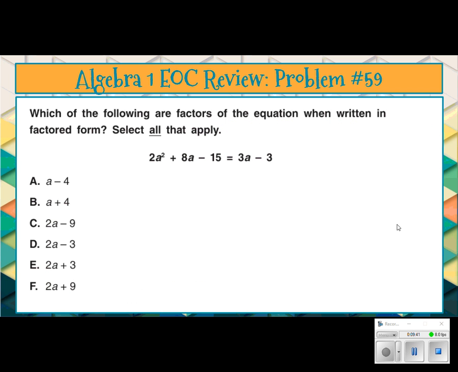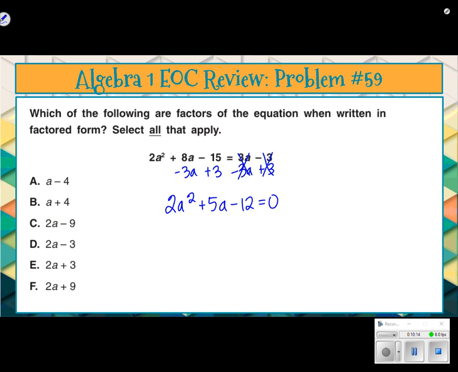Here's problem number 59. This is one that I warned you in one of the previous videos that they may not set you up for multiplication. So we do have to move everything over to the same side and then try to factor. So I am going to subtract 3a and add 3. That's going to cancel out all of these pieces, and I've got 2a squared plus 5a minus 12 equals 0.